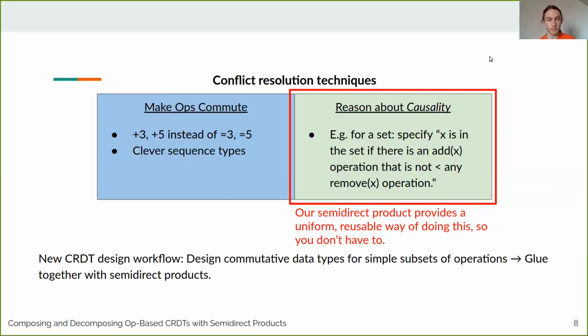Okay? So what our semidirect product enables is a new CRDT design workflow. So starting from an ordinary data type that you want to turn into a CRDT, you first design commutative data types for simple subsets of operations, and then you glue together those subsets with semidirect products, and it'll handle conflicts between the operations that don't commute in a natural way. In our experience, this design workflow works for most existing CRDT types, plus novel ones.